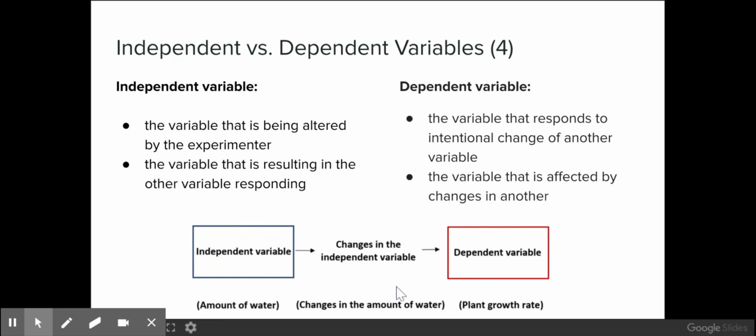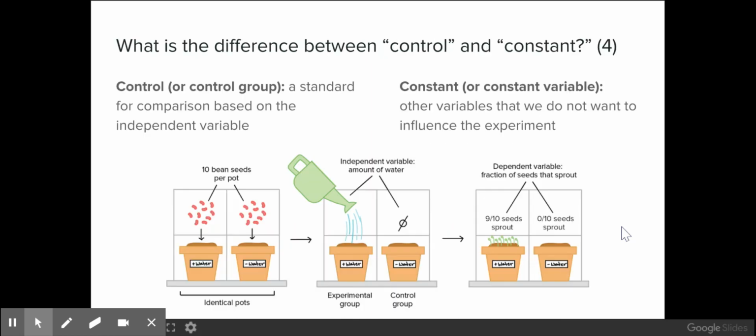So in this very simple example, if we were to adjust the amount of water and see how that affects plant growth rates, the plant growth rate would be the dependent variable and the amount of water would be the independent variable. Then, if we stick with the same scenario, our control group is the standard of comparison based on the independent variable. If I wanted to adjust the amount of water given to these plants, my control group would simply be the group that gets no water, to make sure that there isn't something else causing the plants to grow.